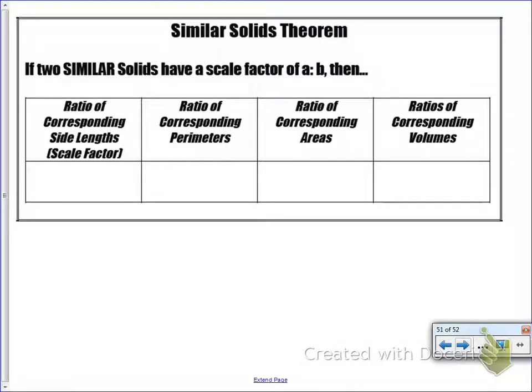All right, so similar solids theorem again. If I have two solids where the scale factor is a to b, the first three we've already talked about, and that's the so a to b is the scale factor. The perimeter ratio will be exactly the same as the scale factor, a to b. The ratio of corresponding areas will be a squared to b squared, and then the ratio of corresponding volumes will be a cubed to b cubed.